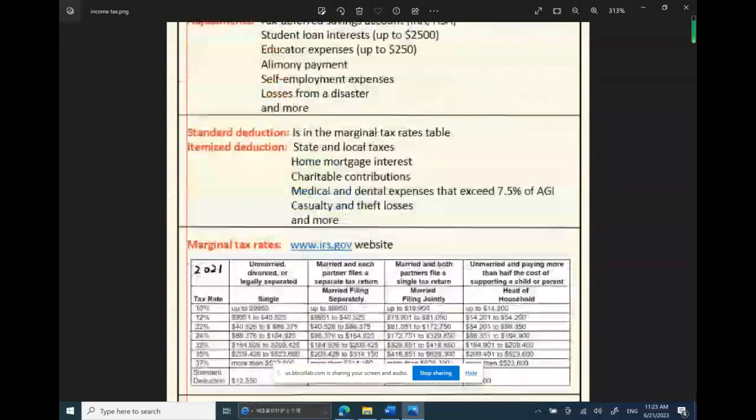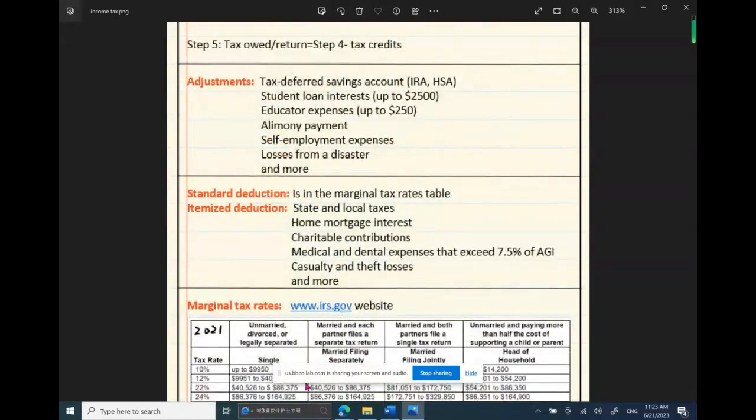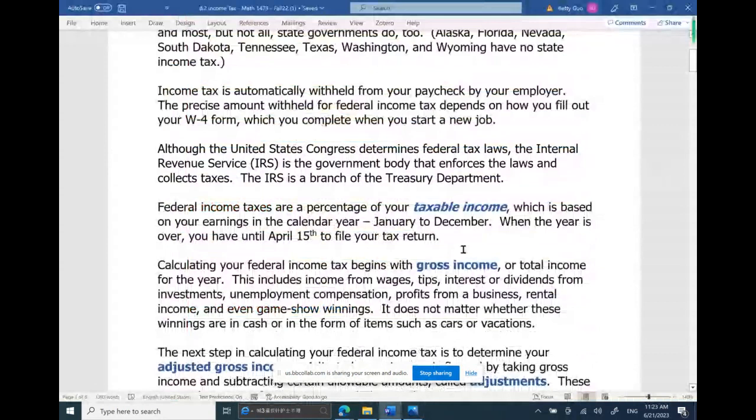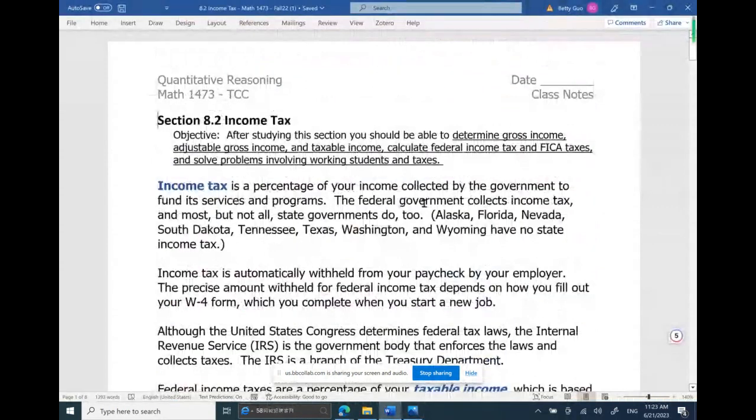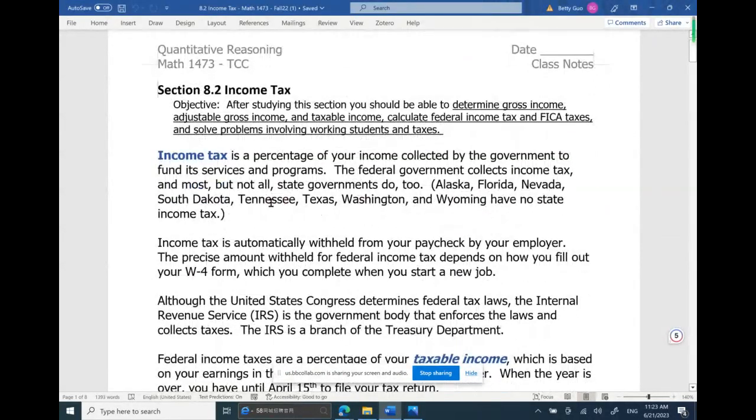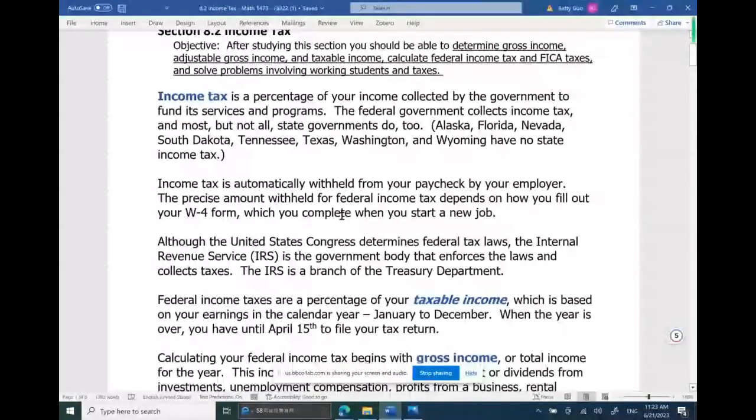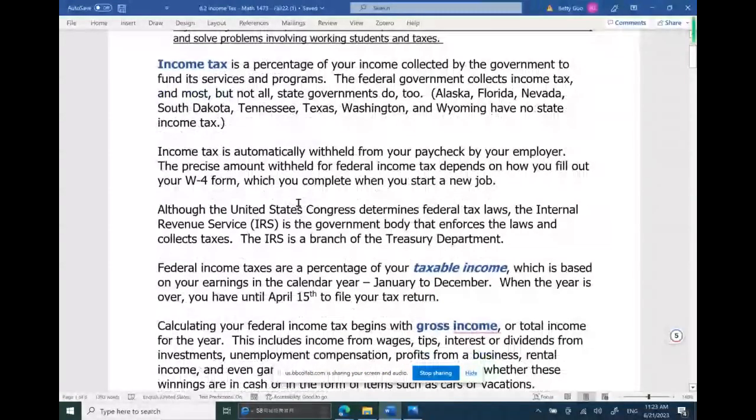All right, as I said, you should take time to look at my table note before and after you go through the information in the guided notes. After this section, we should be able to determine gross income, AGI, and taxable income, calculate the federal income tax and the FICA taxes, and solve problems involving working students and taxes. So that's the goal. I recommend you read this information. Very important, very useful for the real world, for your real life.